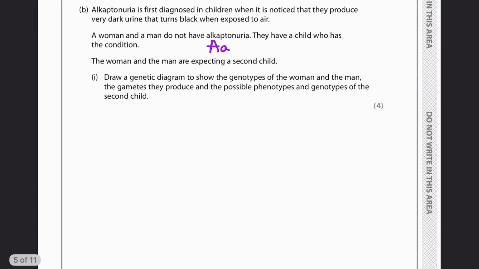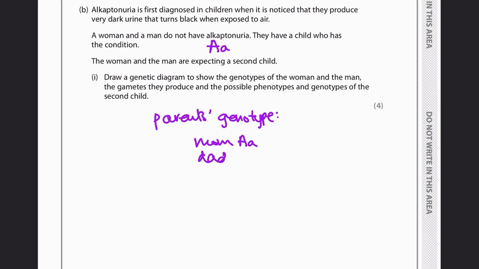So in other words, remember the 4 marks. First mark is parents' genotype. So that is mom is a big A, small a. Dad is also big A, small a. And then gametes. Gametes, what are your options? Either big A or small a. So that's already 2 marks that you got.